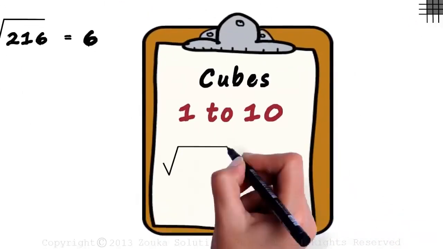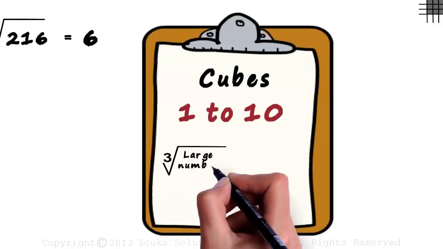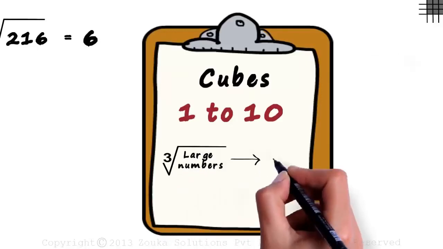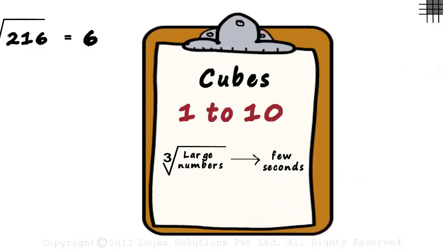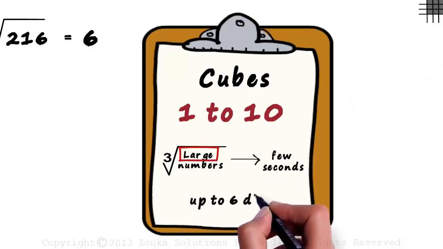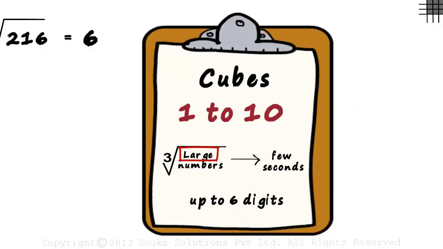It's because you'll be able to find the cube roots of large numbers in a matter of few seconds, maybe even 5 seconds. And when I say large, I mean numbers up to even 6 digits long. We will see that in coming videos.